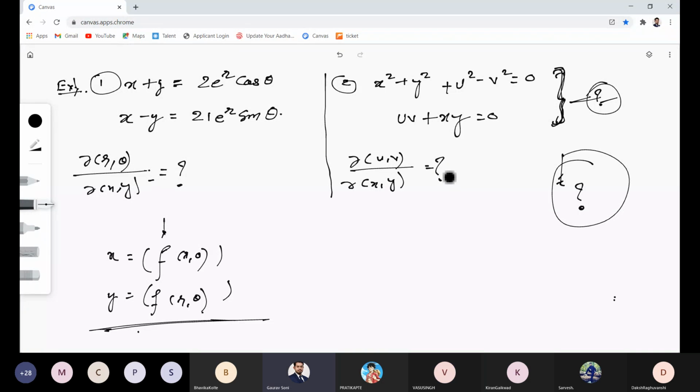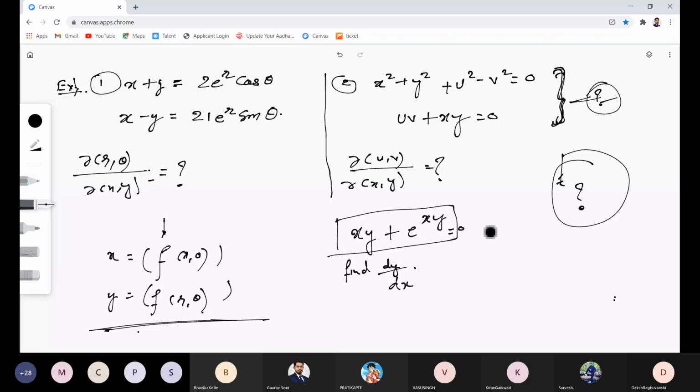Okay. So, what are these kind of functions called? Look, in 12th standard, you have had this kind of equation, e to the power xy equal to 0. Find dy by dx. What were these kind of functions called? First of all, can you take the derivative of this? Yes. So what were these kind of functions called there?